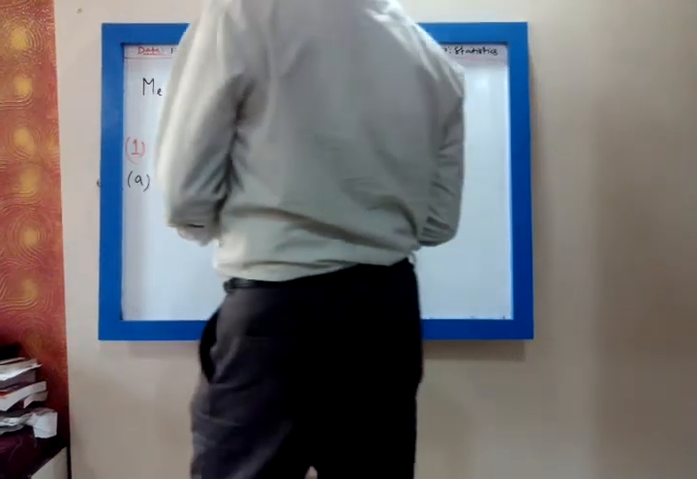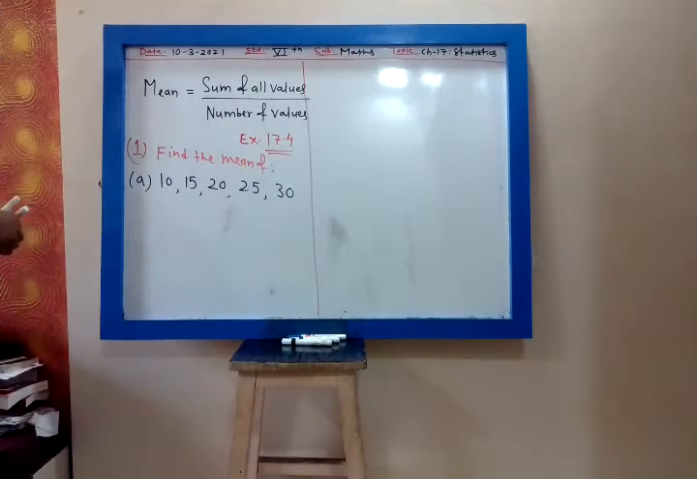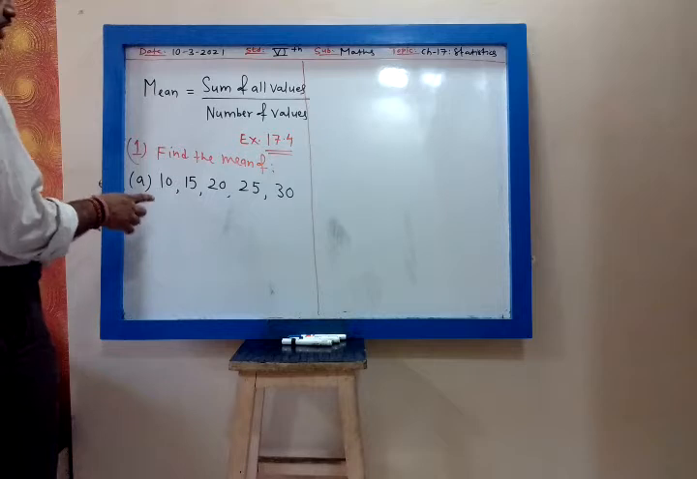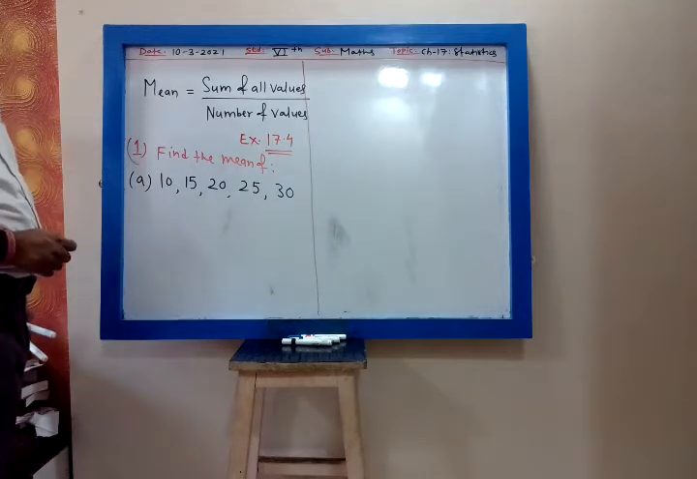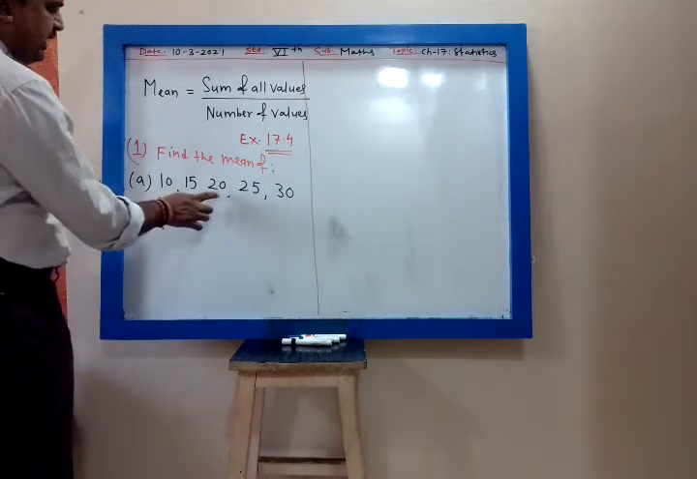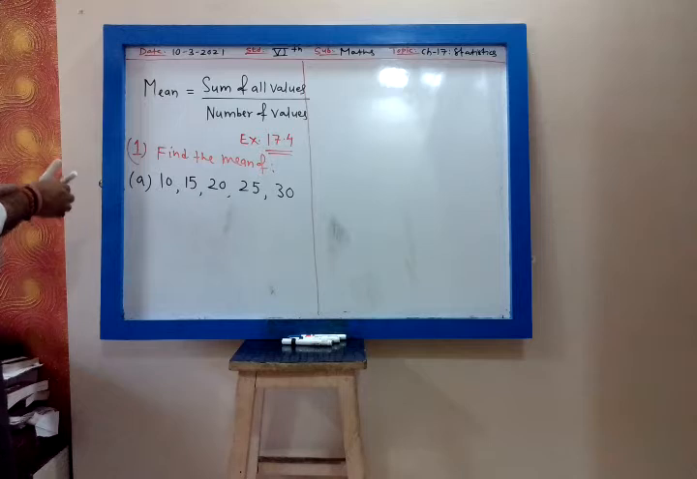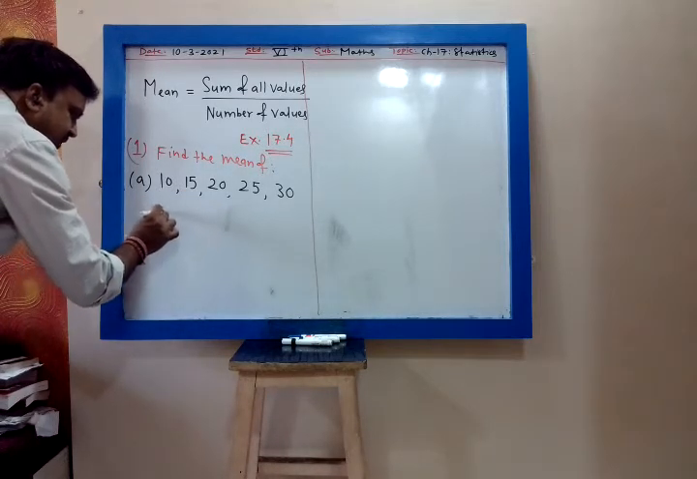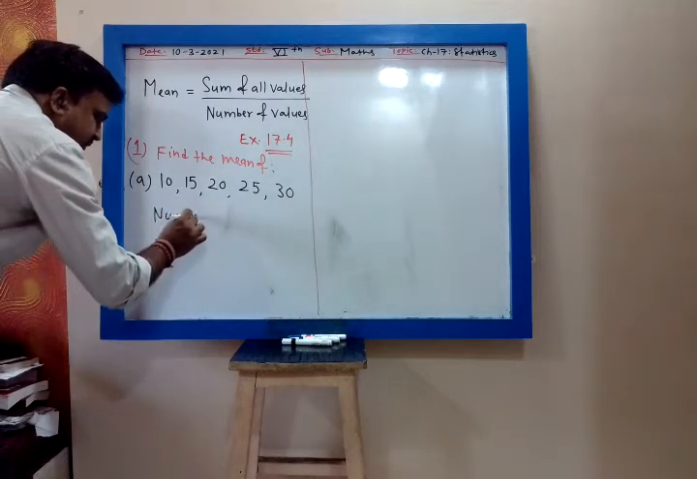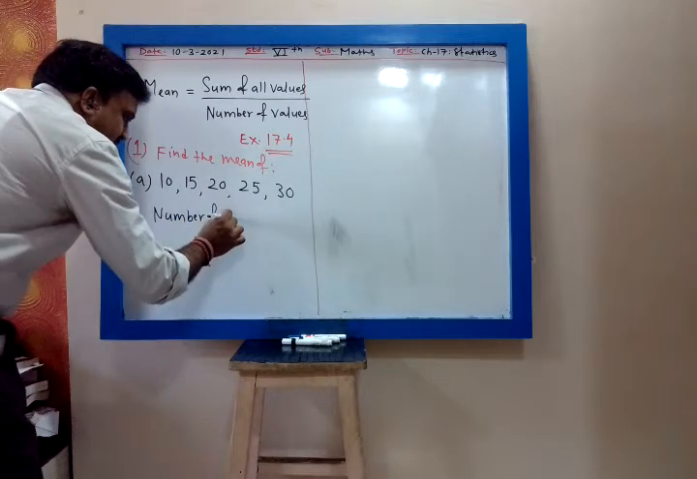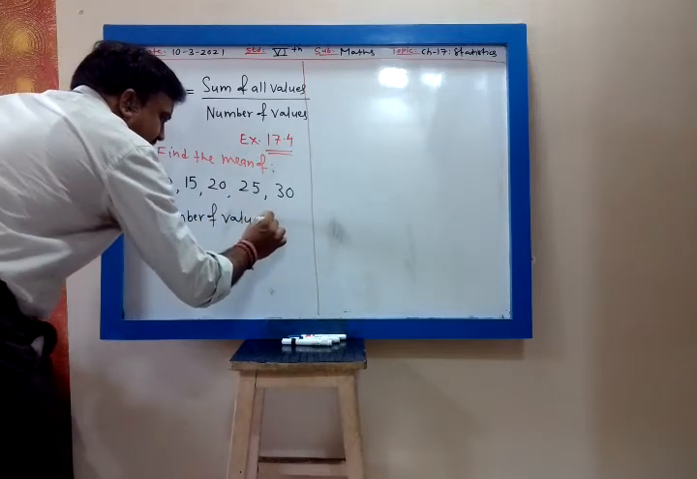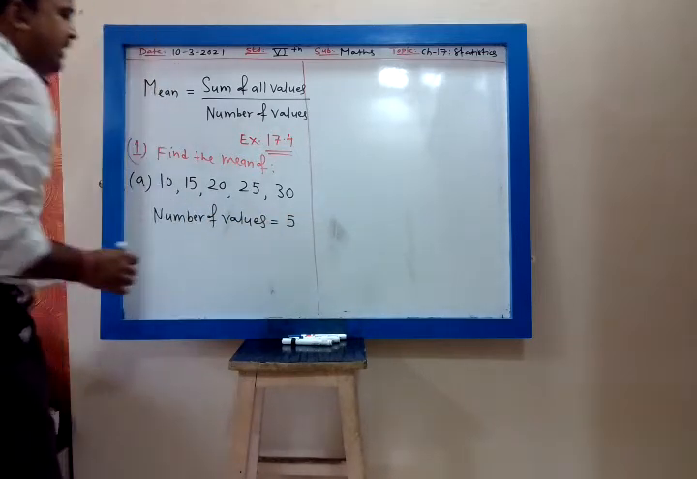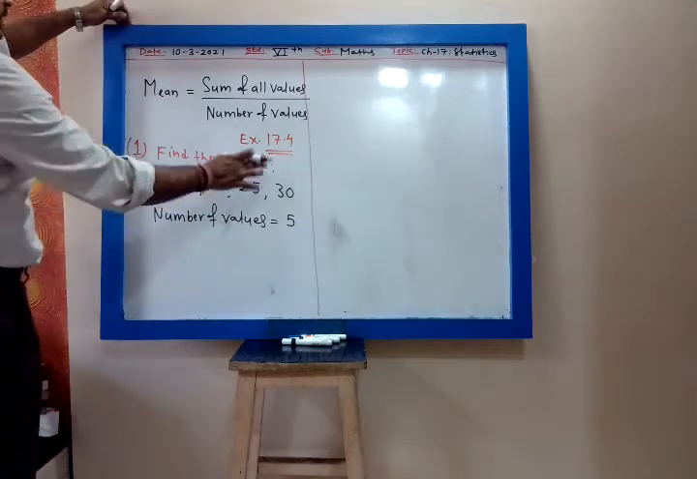Now, how many values are given? 1, 2, 3, 4, 5. So the number of values is 5. Write this: number of values is equal to 5.